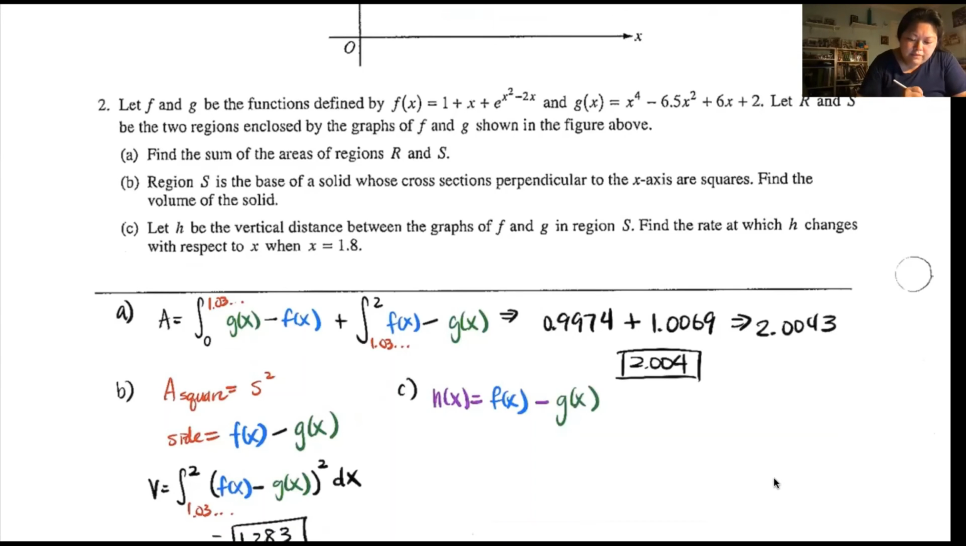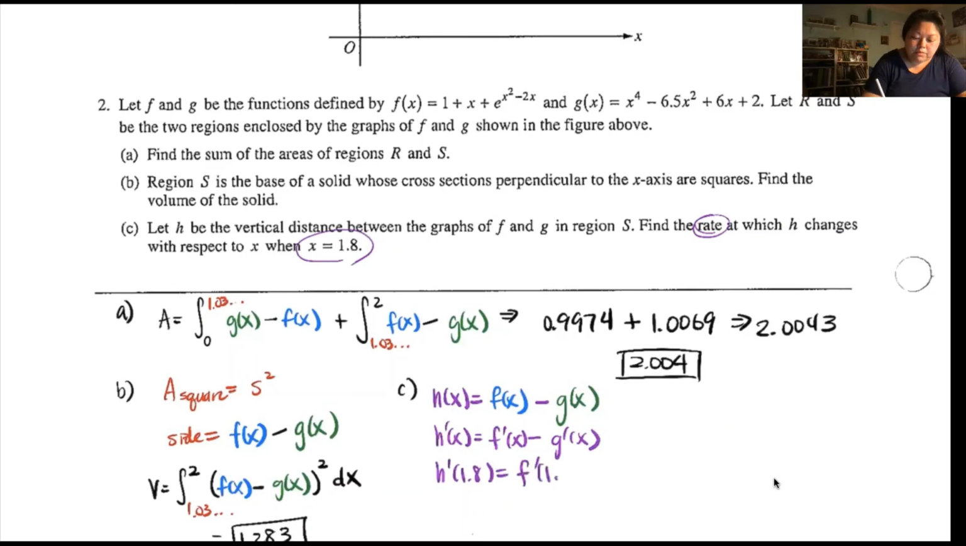Okay, but then it says find the rate at which h changes. So again, hint to yourself, anytime you see the word rate, you're taking the derivative. So if I take h prime of x, and this is just an addition or subtraction of functions, you just take the derivative of each. So it's going to be f prime of x minus g prime of x. And when x equals 1.8, so you plug in, you're looking for h prime of 1.8, which really translates to f prime of 1.8 minus g prime of 1.8, right? So for me, I will just go ahead and take the derivative, right? We know how to take a derivative. So what is f prime?